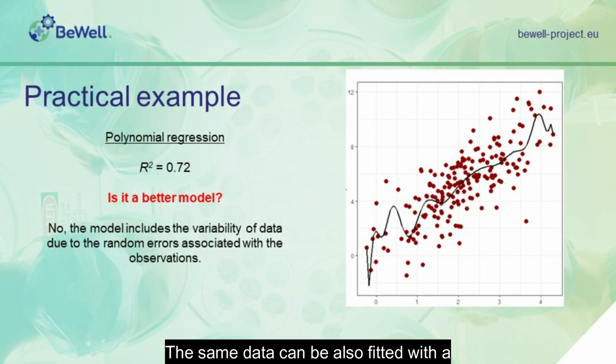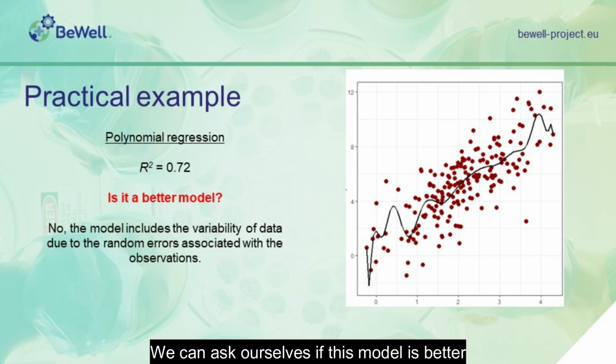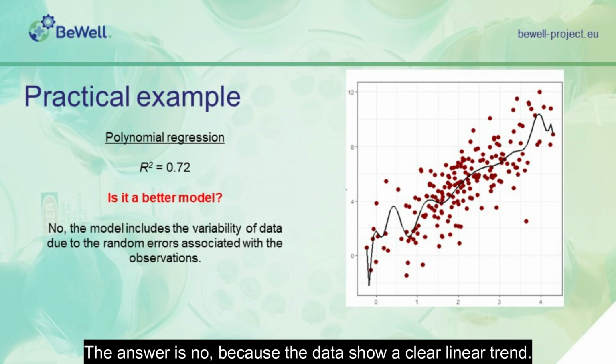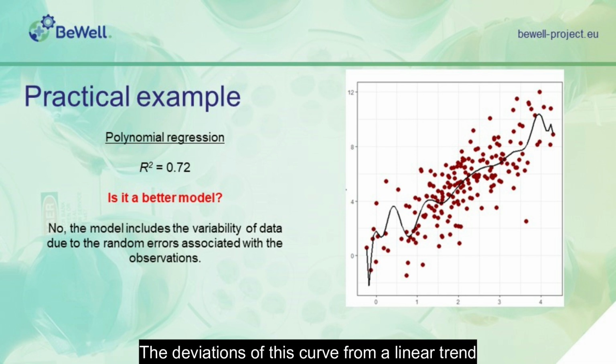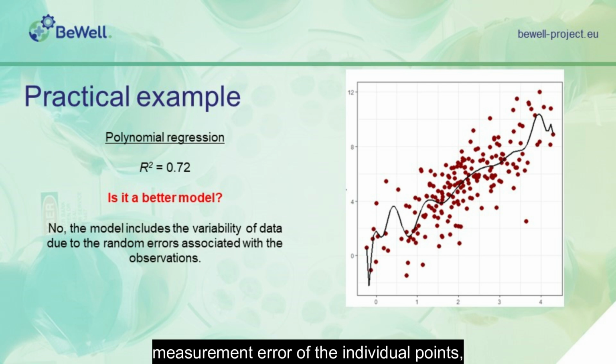The same data can be also fitted with a polynomial regression of higher order. In this case, the R-squared is equal to 0.72, which is higher. We can ask ourselves if this model is better than the previous one because of the higher R-squared. The answer is no, because the data show a clear linear trend. The deviations of this curve from a linear trend can be associated with the measurement error of the individual points.